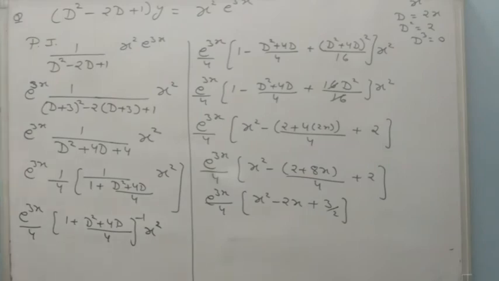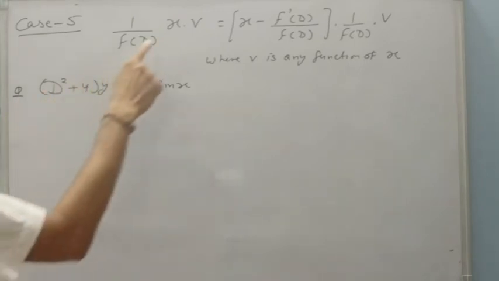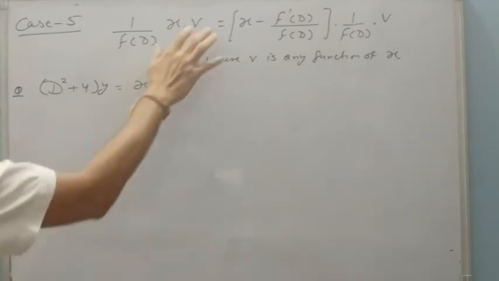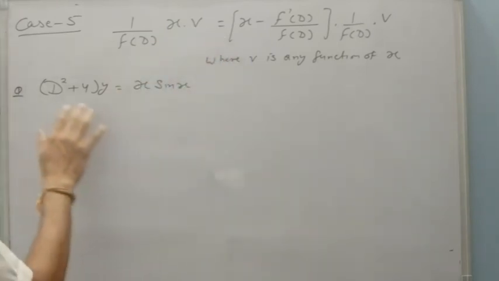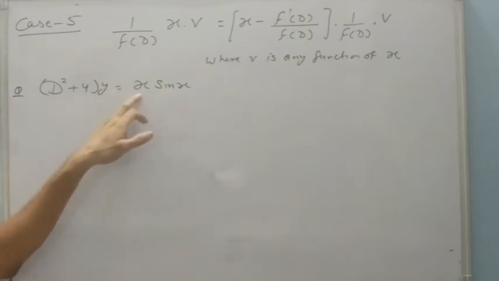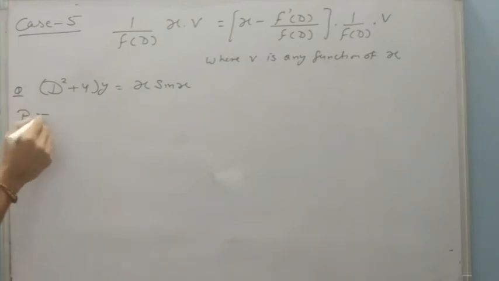I hope you understand. Now the case number 4, how to solve it. Now let us move on to the next. There is the last and final case 5 of the function, where one function is of x and the other is anything else, a sine function or exponential function. Particularly there is always a trigonometric function, sine or cos. Just take an example, D square plus 4 of y equals x sine x. There is a multiple of x with the trigonometric function. So when there is a multiple of x, then we will apply this formula. So I am going straight to the PI.